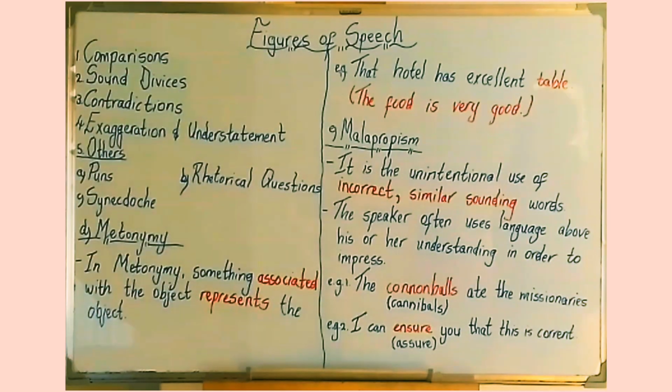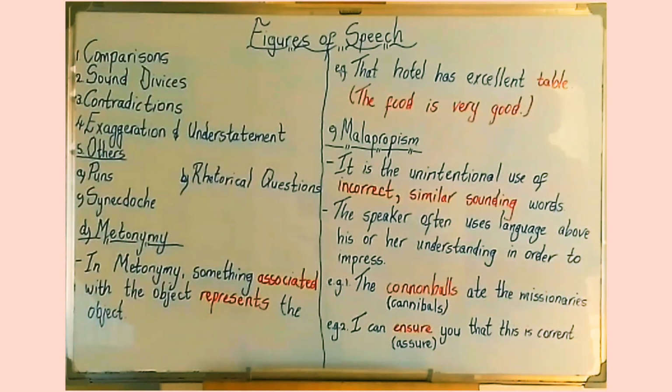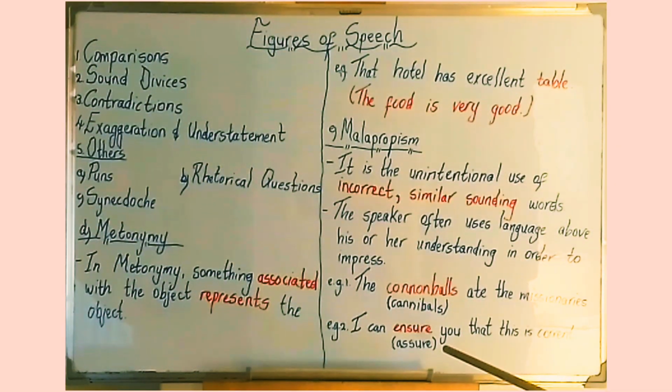Then we have example number 2, which is: I can ensure you that this is correct. And ensure is a wrong word to use because the right word is assure. We can use the word ensure in another sentence that is related to ensure, but in this sentence, it is not related. The correct word is: I can assure you that this is correct.